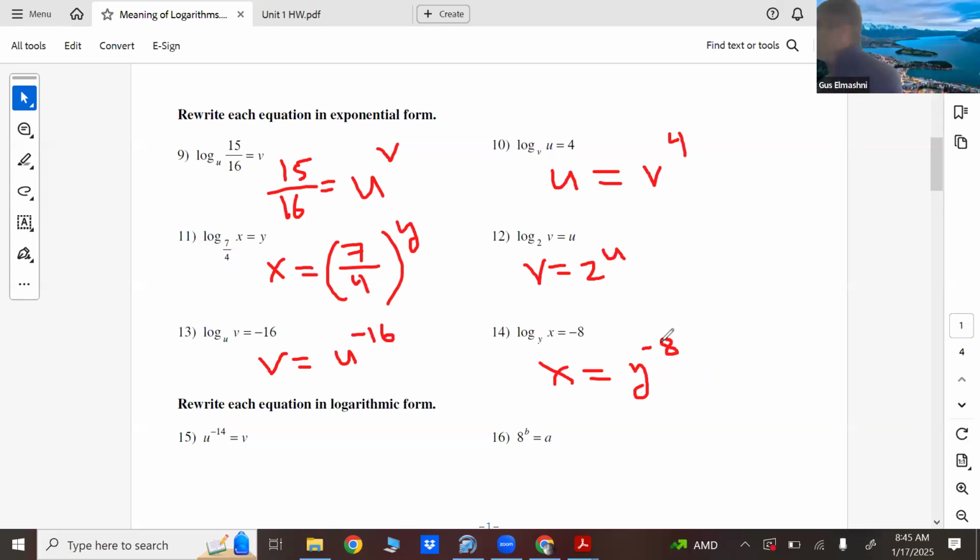Okay, again. Keep the X on the left side, send force to the Y. B equals 2 to the U. B equals U to negative 16. X equals Y to negative 8. All right, good. Okay, now let's go back the other way.